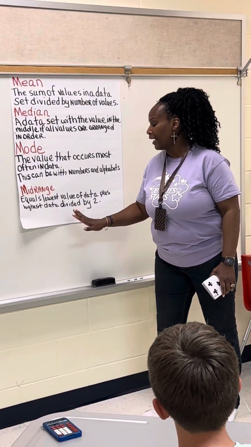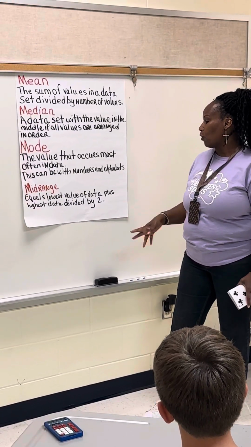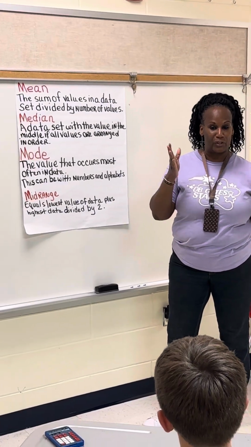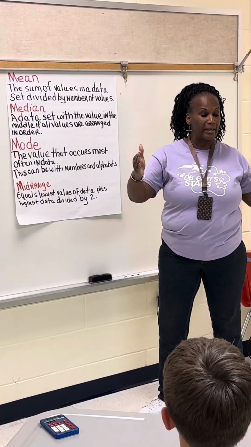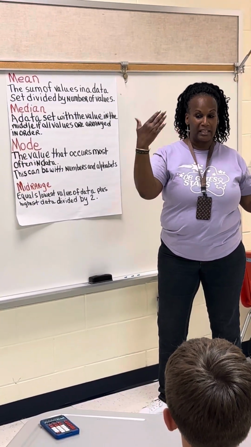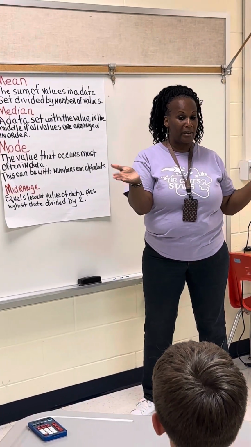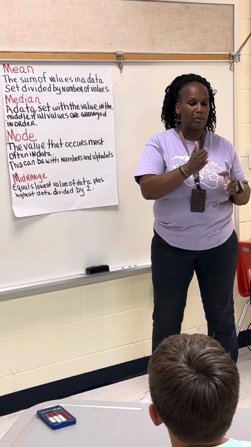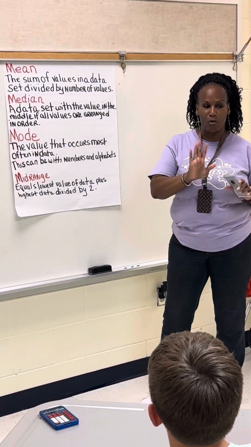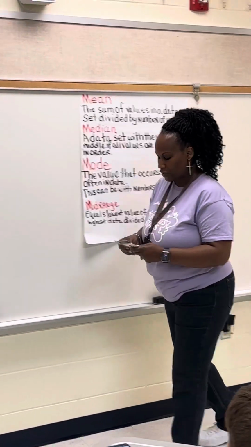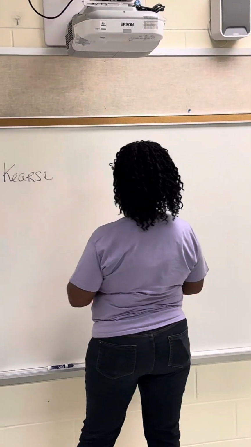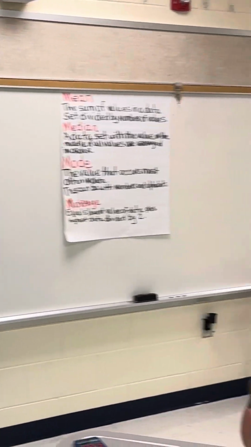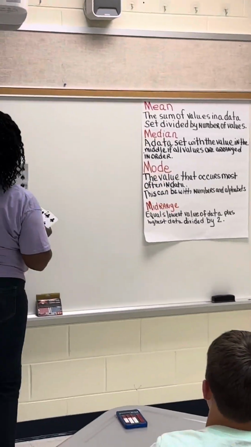And now mid-range equals the lowest value of data plus the highest divided by 2. So we have a long line of numbers, right? We're going to take the beginning number and the last number, put them together and add them, and then we're going to divide by 2. So we're going to go over a few examples. And so I'm going to put my cards up here. Okay?